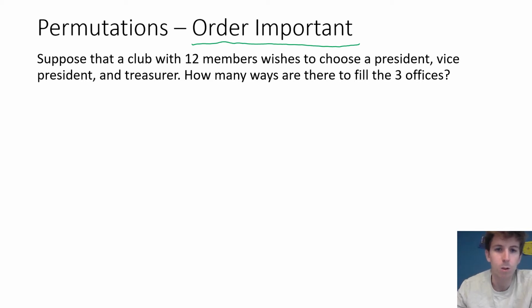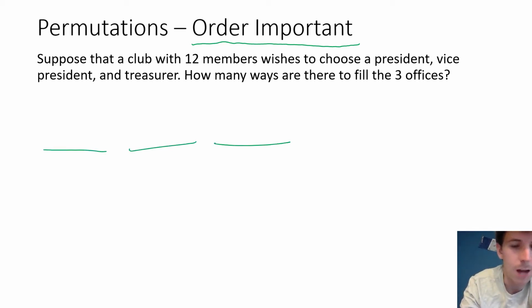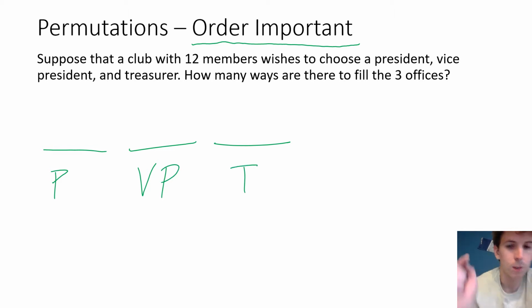Suppose that a club with 12 members wishes to choose a president, a vice president, and a treasurer. How many ways are there to fill the 3 offices? We're going to solve this very similarly to problems we were solving in the last section. You can think of it as 3 slots: the president, vice president, treasurer.